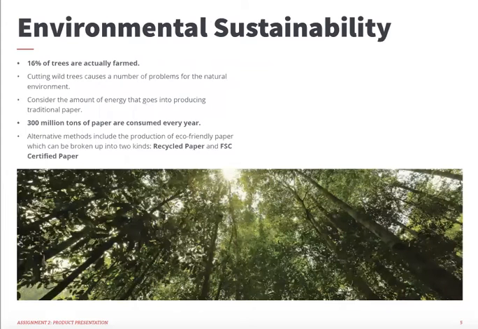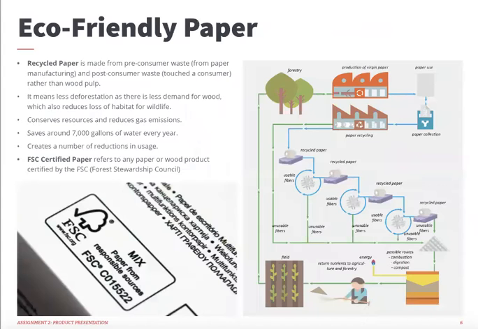Only 16% of trees are farmed for paper production. Cutting wild trees causes obvious problems, including loss of habitat for animals. Around 300 million tonnes of paper are consumed every year, but luckily we've now developed alternative methods of paper production that cause a much smaller carbon footprint. These eco-friendly types of paper are recycled paper and FSC certified paper.